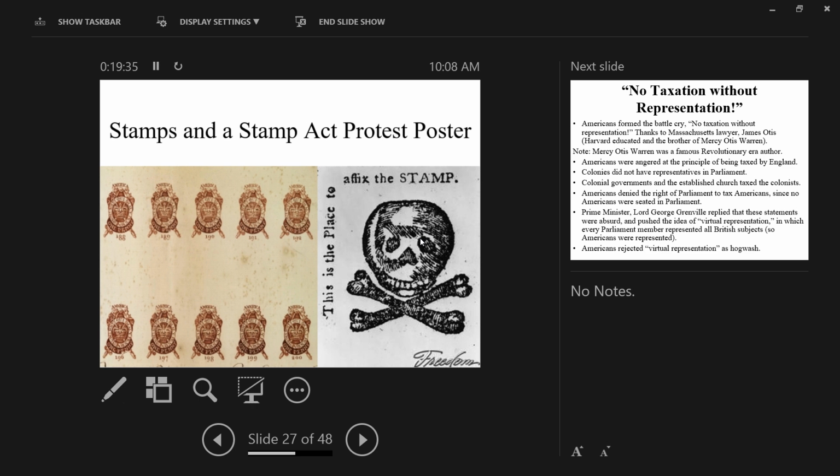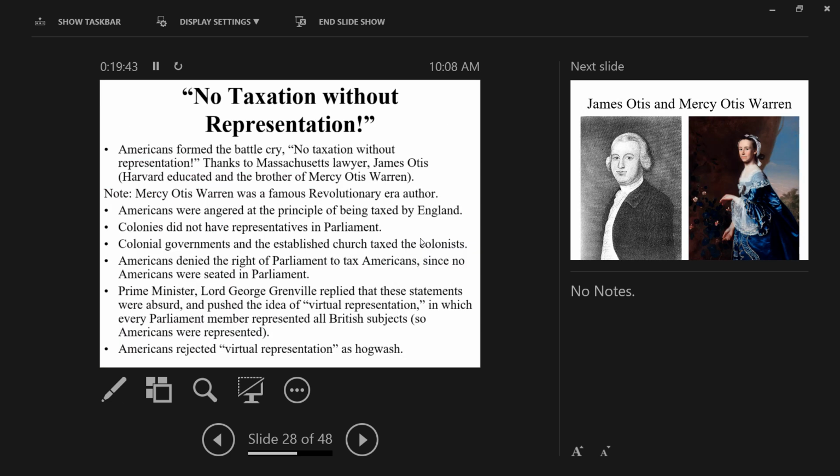All right, so no taxation without representation. We've all heard this before. Where does it come from? Today you will find out. Americans formed this battle cry, no taxation without representation, thanks to Massachusetts lawyer James Otis. And I know you have done the Freedom Trail, right? Has anyone else done the Freedom Trail? That's one of the first graves that you pass on the Freedom Trail, the grave of James Otis from Boston.